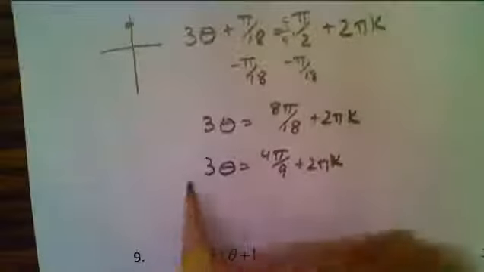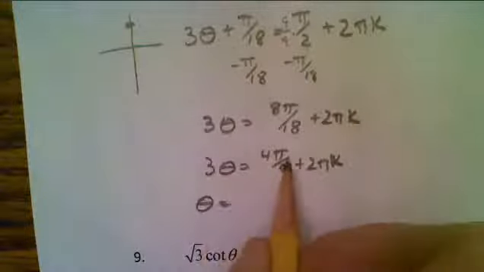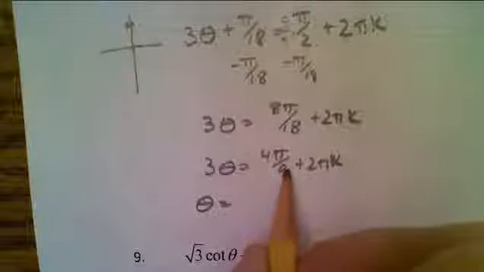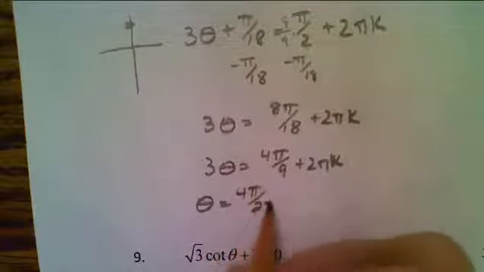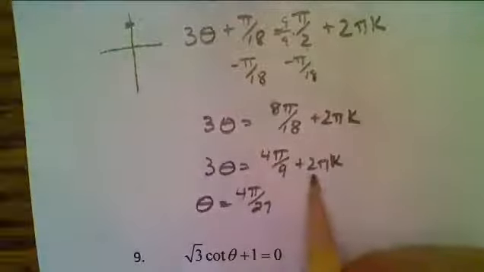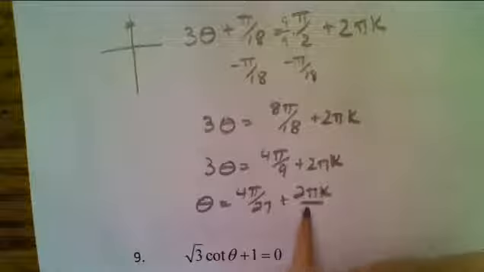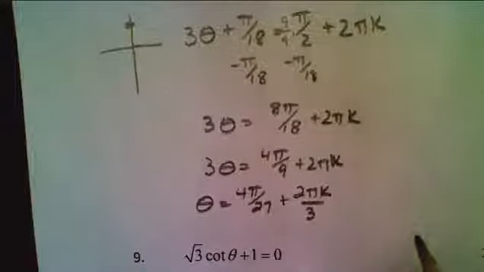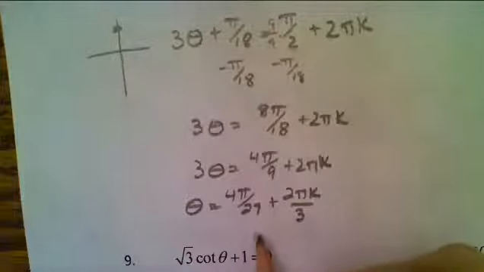Alright, now we have to divide by 3. So I'm going to get theta equals, when I divide this by 3, 4 pi over 27. Remember, dividing by 3 is like multiplying by 1 over 3. And then this one I divide by 3, I get plus 2 pi k over 3. Alright, so one of my answers is going to be 4 pi over 27.